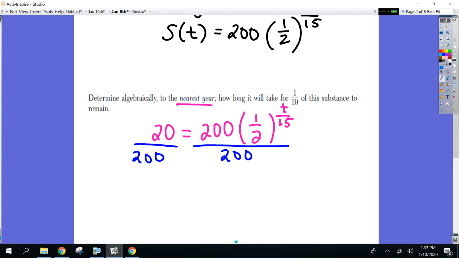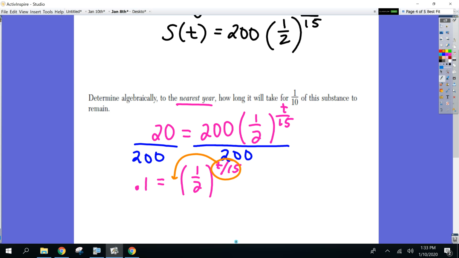20 over 200 is 0.1, which equals what's still left over here: 1/2 raised to the t over 15. Here we go. I need the t over 15 to come down. I can't solve it when it's an exponent. I need it to come down here. The only way I do that is with logs.